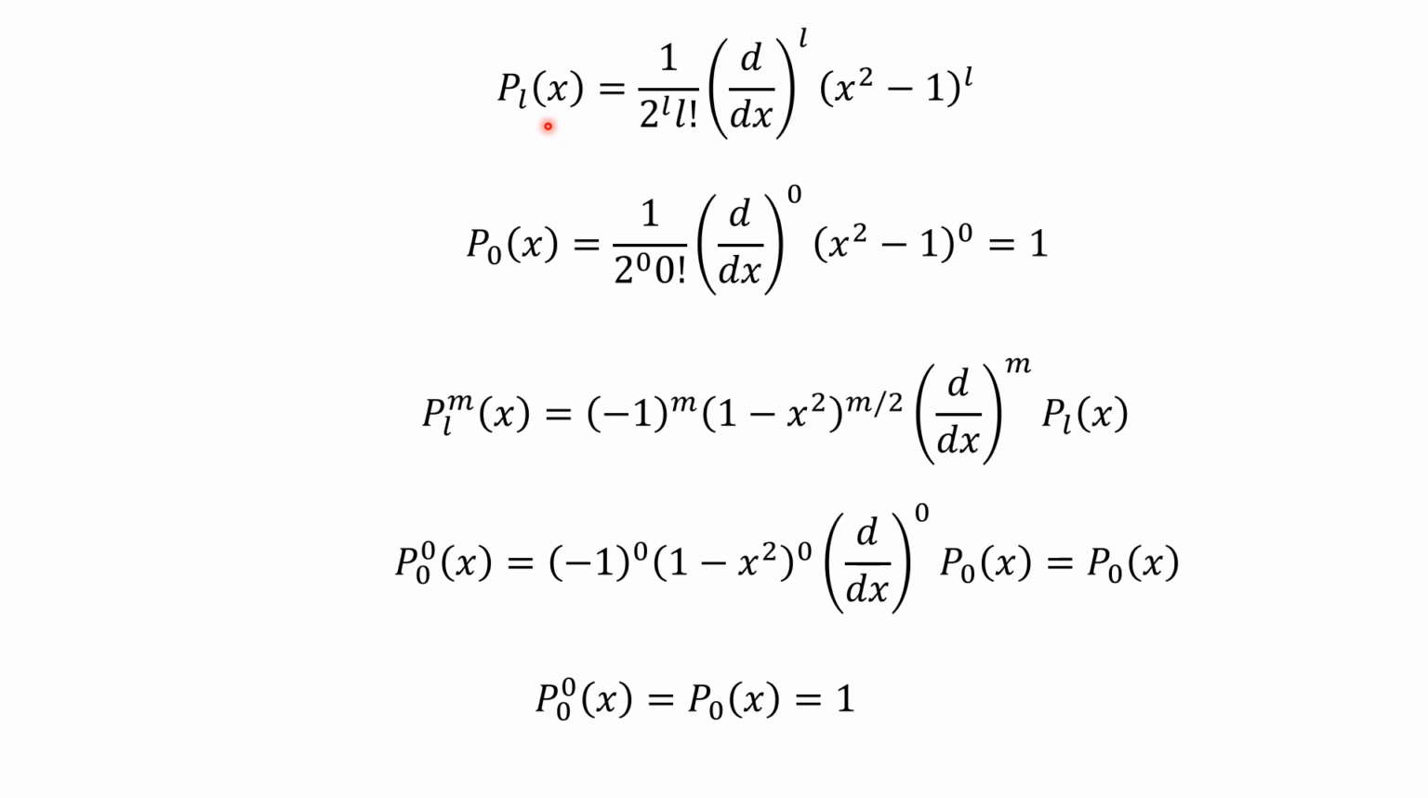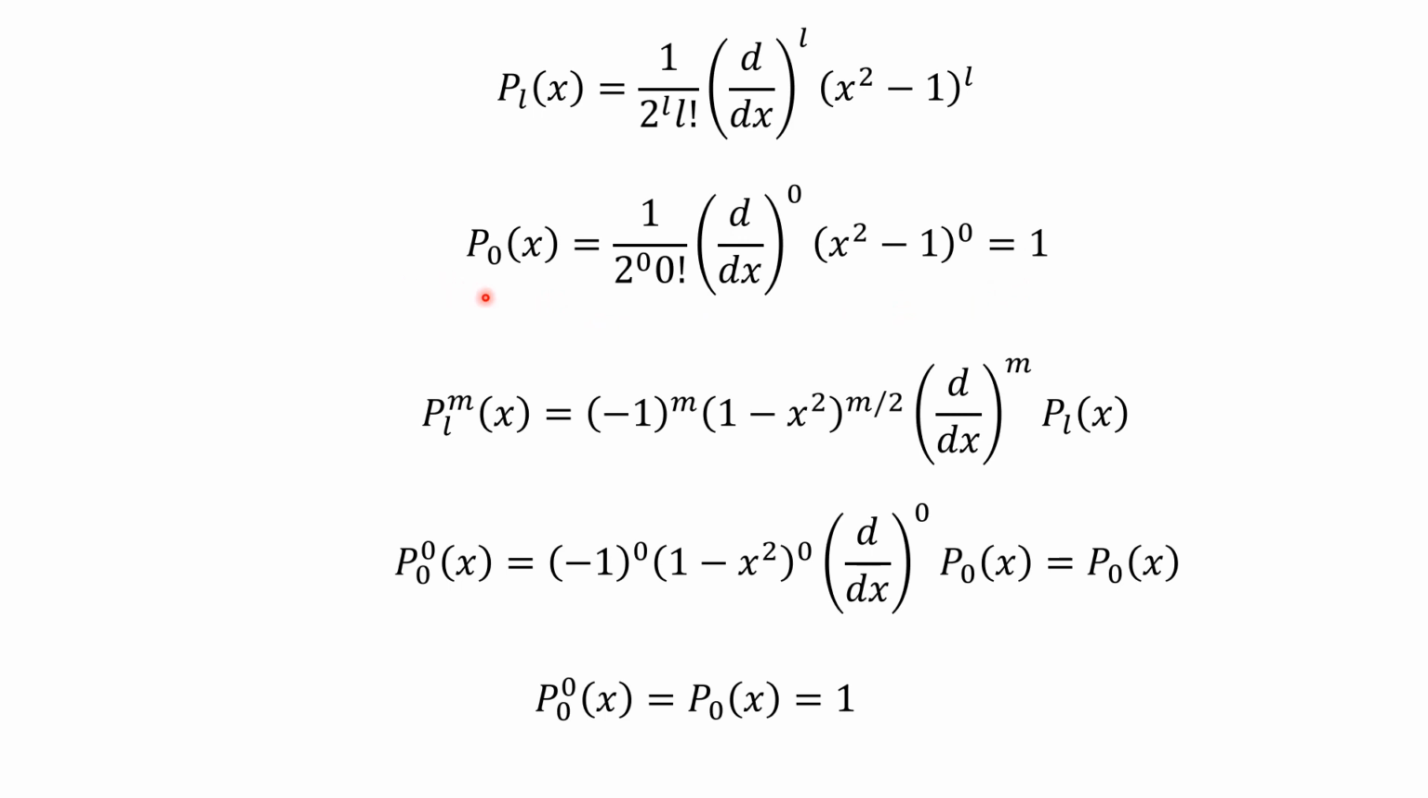First, we will see the Legendre polynomial for l equal to 0. By definition, the Legendre polynomial is 1 over 2^l l factorial times d by dx power l of (x squared minus 1) power l. Now you take l equal to 0 everywhere. 2 power 0 is 1, and 0 factorial is also 1. So everything will become 1, and P0(x) is equal to 1.